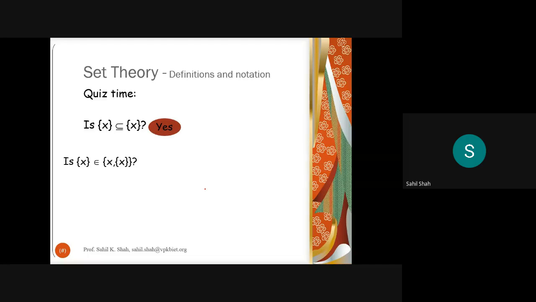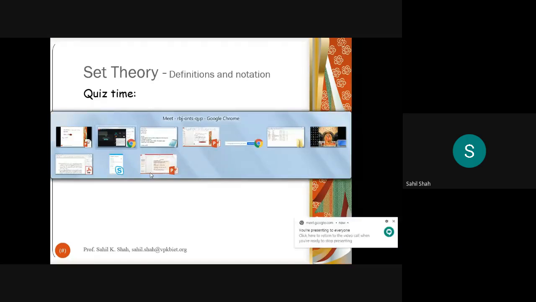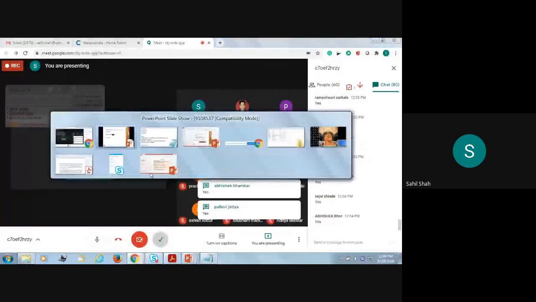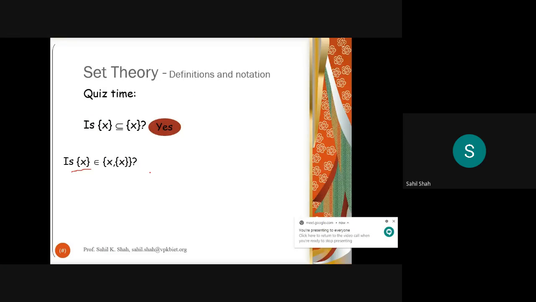Now for the second, what will be your answer? Now the question is slightly changed. Please observe. Is {X} in curly braces an element of the set containing X, comma, {X}, that is, {X, {X}}? What is your answer? I'm saying yes. Yes, you will say yes.